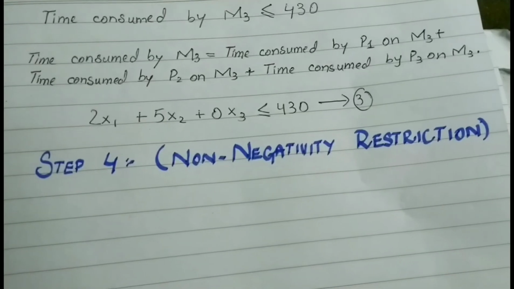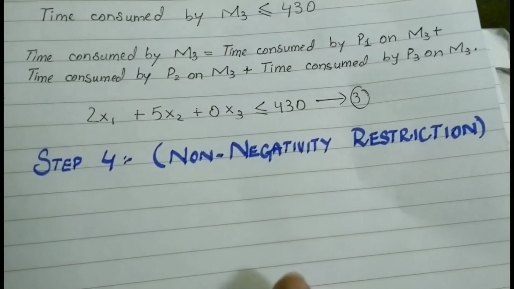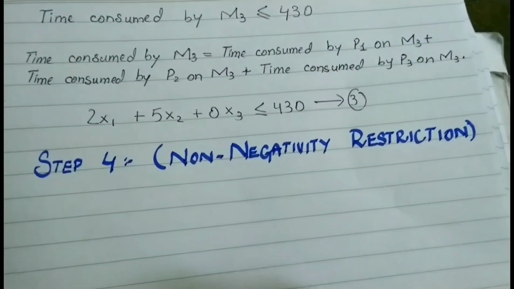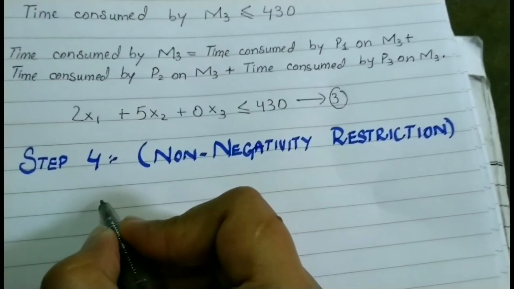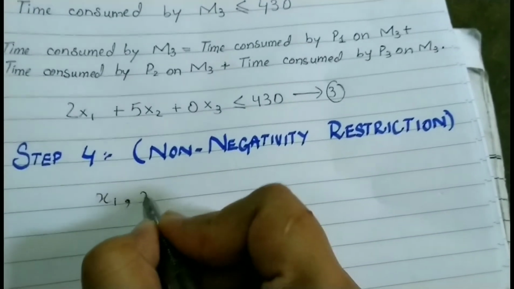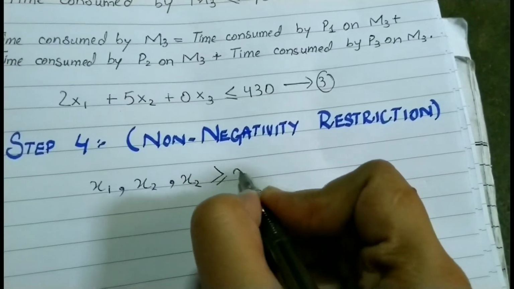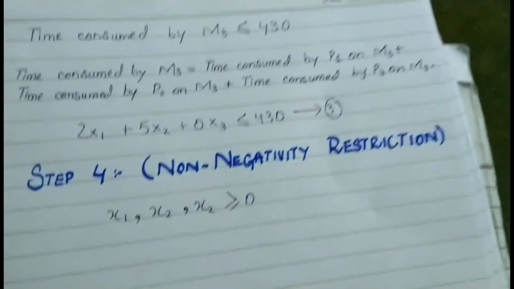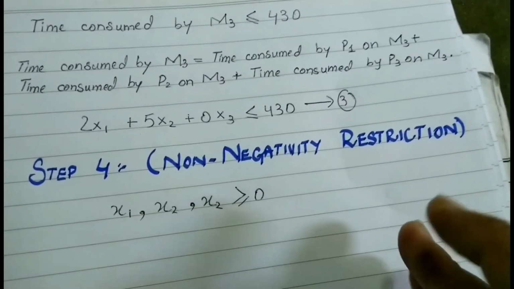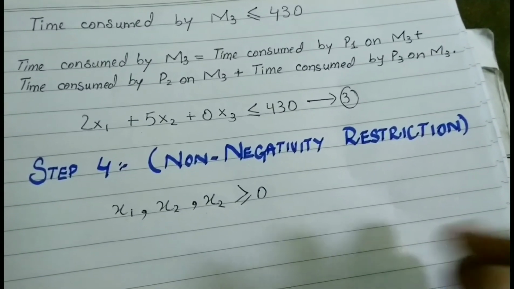So this is our constraint 1, this is our constraint 2, and this one is our constraint number 3. In step number 4 we have the non-negativity restriction. We have to write that our decision variables, x1, x2 and x3, are greater than or equal to 0. They can be greater than 0 or equal to 0, but not less than that. It means that they should not be negative.